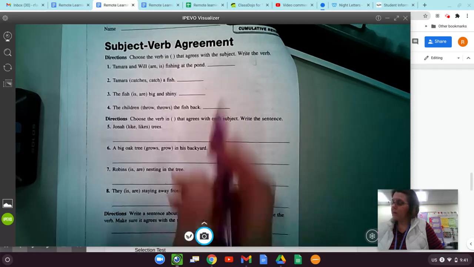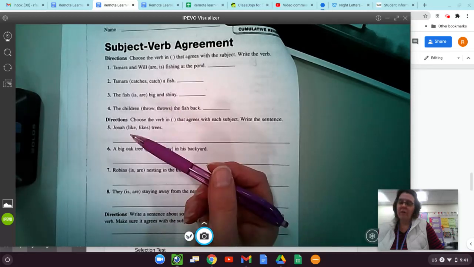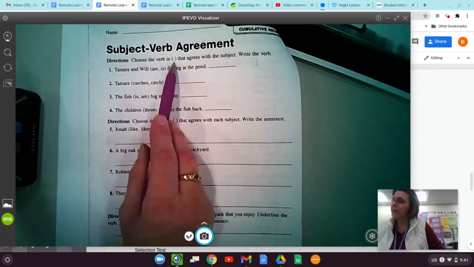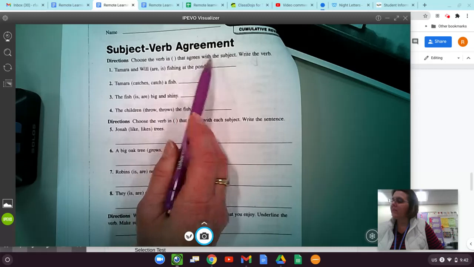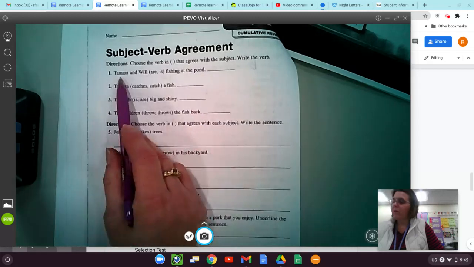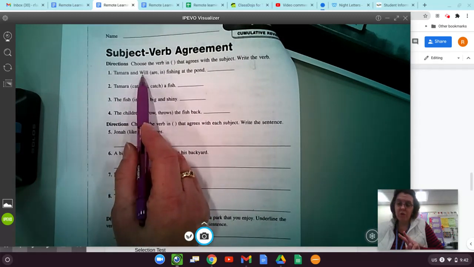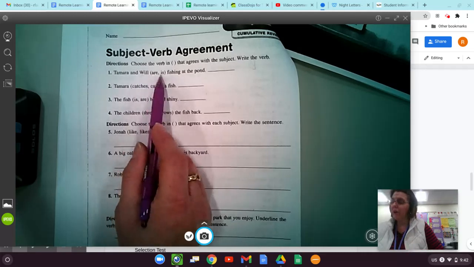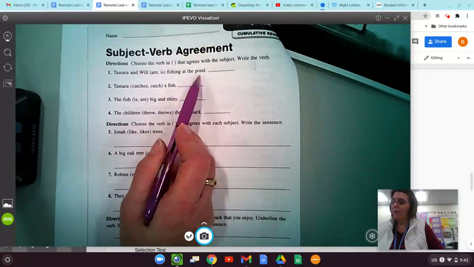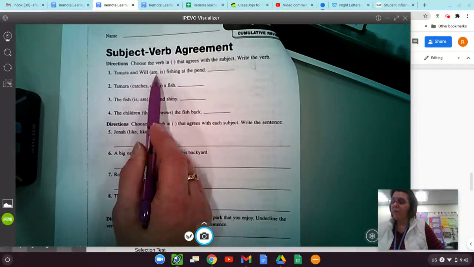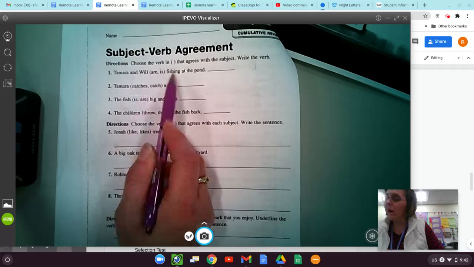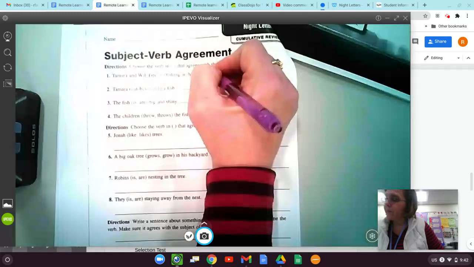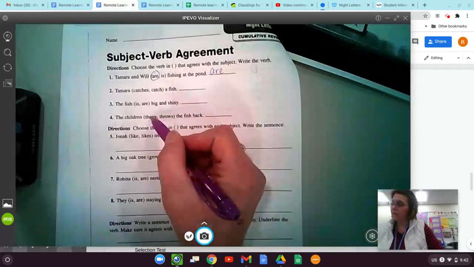All right, I'm just going to buzz through this one real quick. It's a review of all the things you've just been doing. Choose the verb in the parentheses that agrees with the subject. Write the verb. Tamara and Will. That's 2 people, so that's plural. Tamara and Will are or is fishing at the pond. So Tamara and Will are fishing, or Tamara and Will is fishing. Are goes with plural, so it should be are. You need to do those next ones.